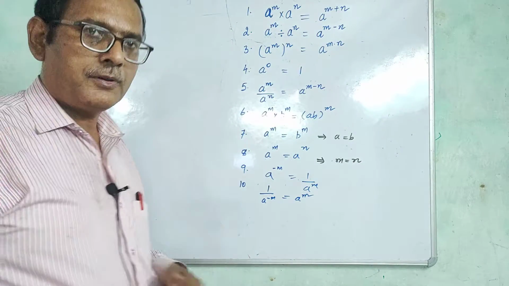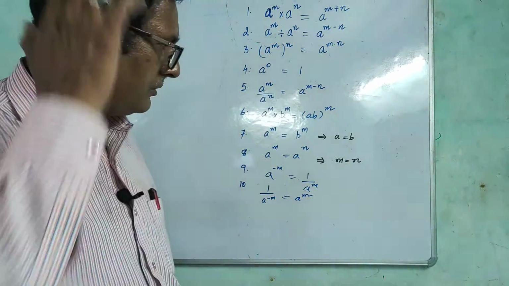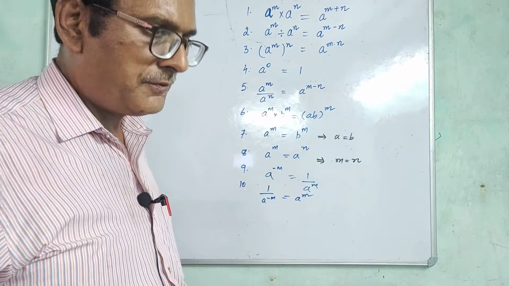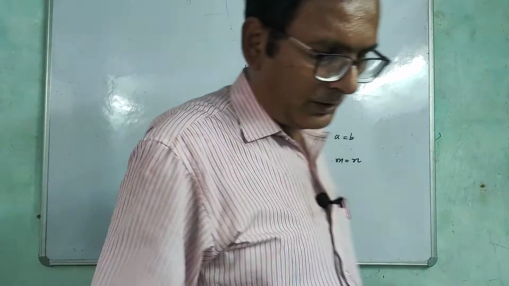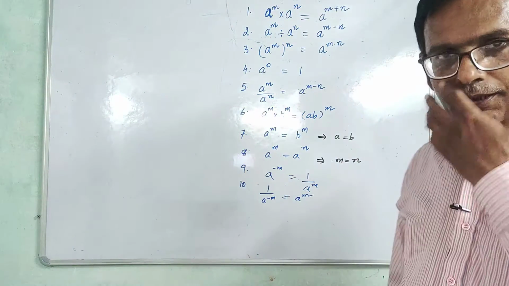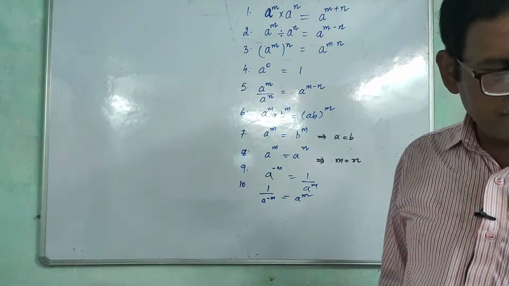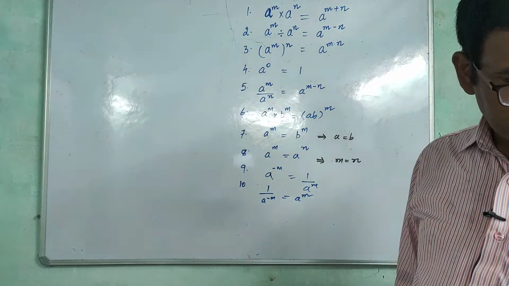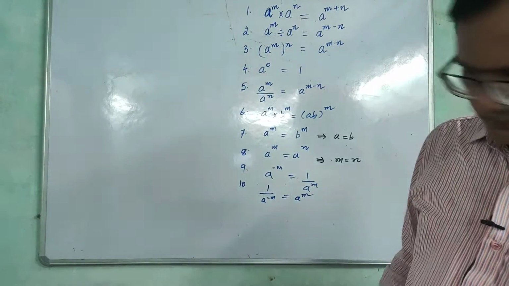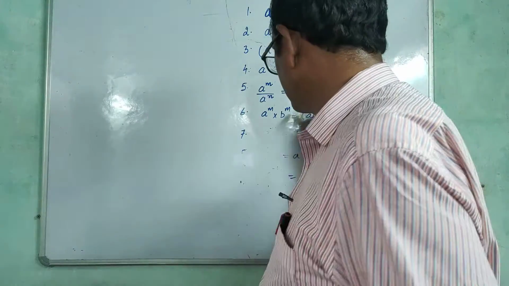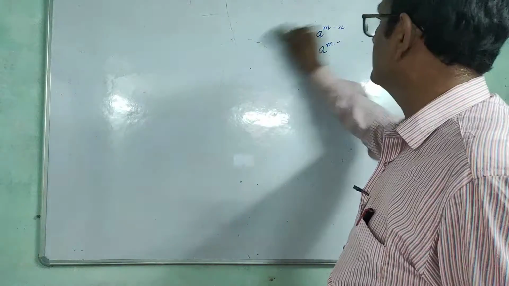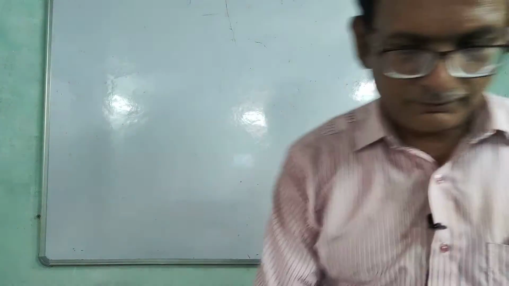1 upon a raised to the power of negative m can be written as a raised to the power of positive m in the numerator. These are some of the rules on the basis of which we can solve questions. Now one example I would like to give so that the concept becomes much clearer to all of you. One question I am writing, and then with the help of these formulae you can try solving the questions.